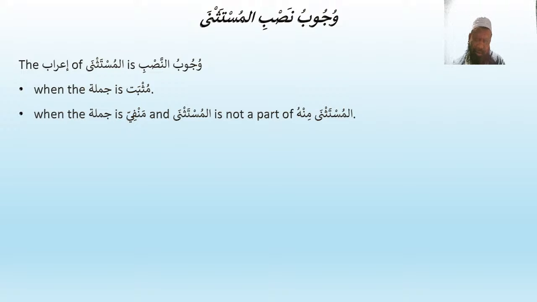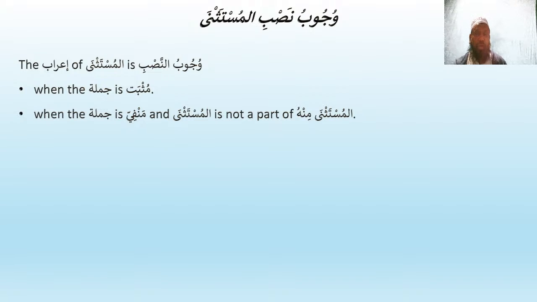Again, if you don't understand, it will take a little time to understand this. When the jumla is manfi, the jumla is negative, and the excluded ism is not part of the one it is excluded from. We'll see some examples, you'll understand. So this is only two cases. It is wajib to make the mustasna in nasab case.